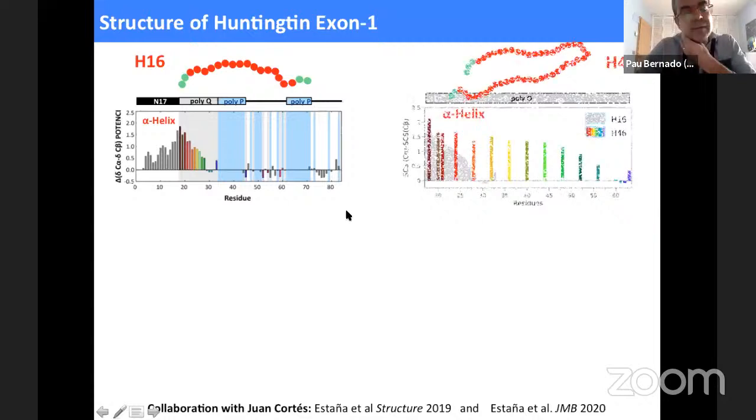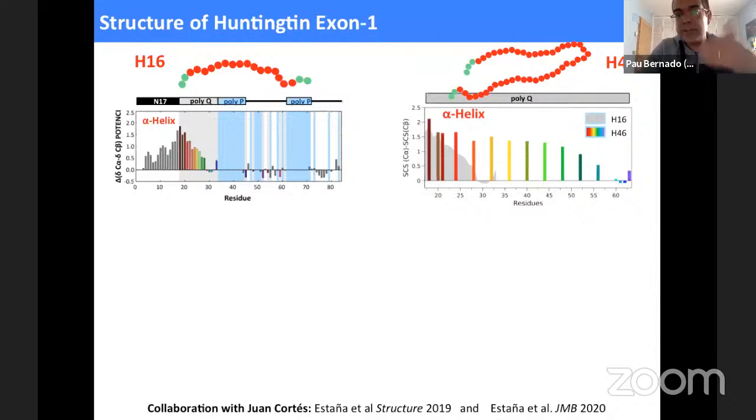And for the 16, if we focus only on the polyglutamine tract, what we see essentially is that this helicity goes beyond that in the case of the 16. So it keeps being helical for the complete polyglutamine tract, let's say. You see that for the 16, which is the gray shadow there, it is very different, meaning that there are some elements that break the helix. So the natural form of this protein is to have a helical tendency.